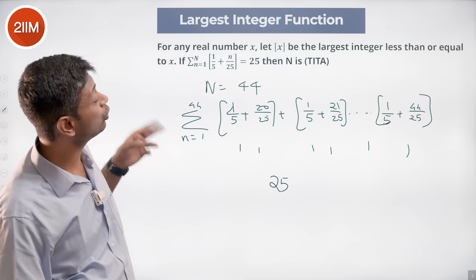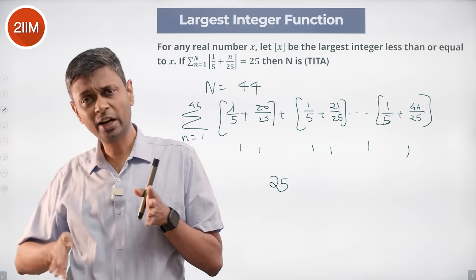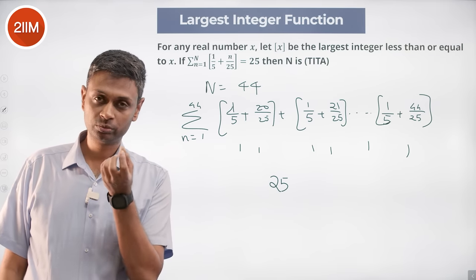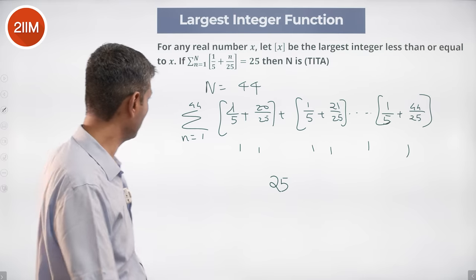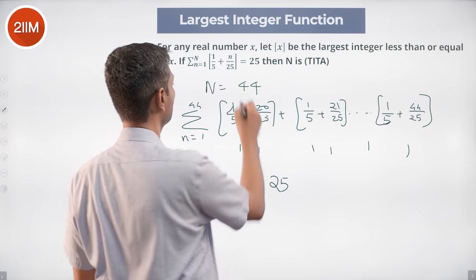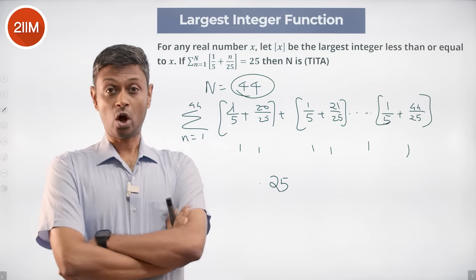If I put n equal to 45, from 45 onwards, 45, 46, 47, all the way till 69, it will be 2. You keep adding 2 to each sum. How many terms are there? 25 terms are there. Or when n equal to 44, the summation equal to 25, n is 44. Beautiful question. So how will this work?